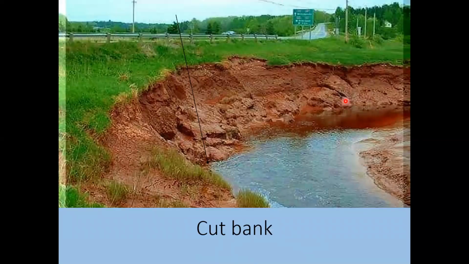So here's your typical cut bank. This is not good because there's a road right here, and the next few floods could occur and the road could be undercut, and it would fail as a result of being undercut.